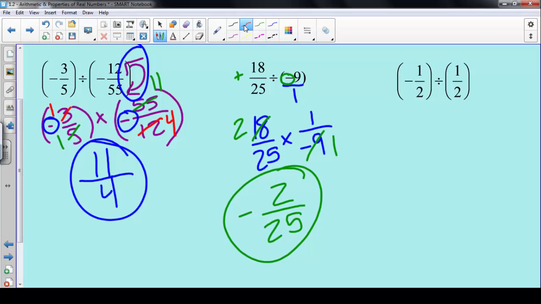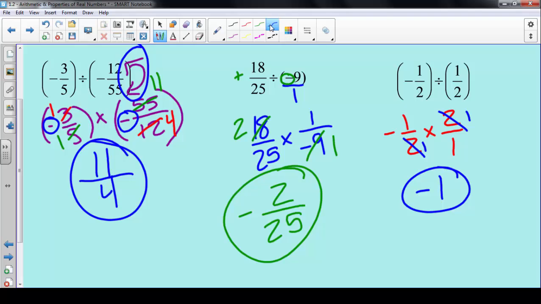And this last, we've got negative 1/2. Multiply by the reciprocal. We can divide a 2 out from both of these. 1 times 1 is 1. 1 times 1 is 1. Negative times a positive is a negative.